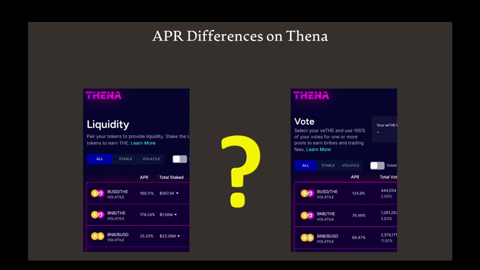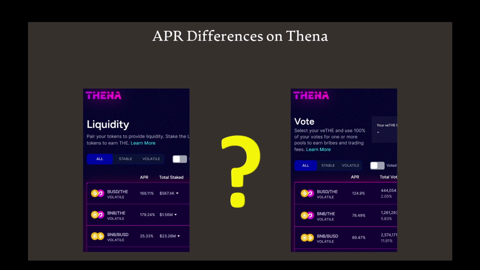To explain this, I will focus on the BUSD pair. The same logic applies to any pair, it just happens to be listed at the top. On the liquidity page, the APR in the screenshot mentions 166%. On the vote page, the APR at the same point in time mentions 124%.